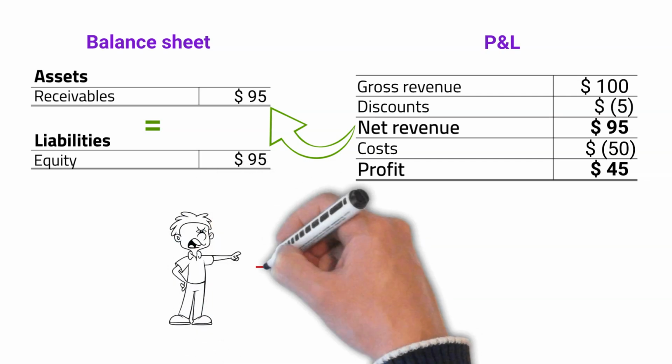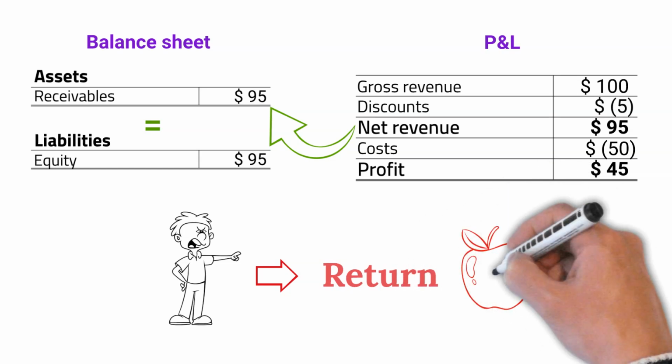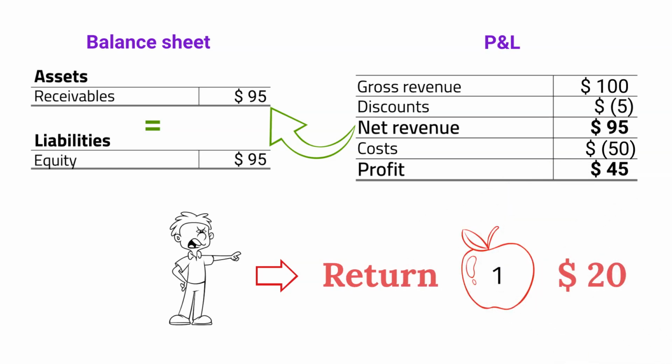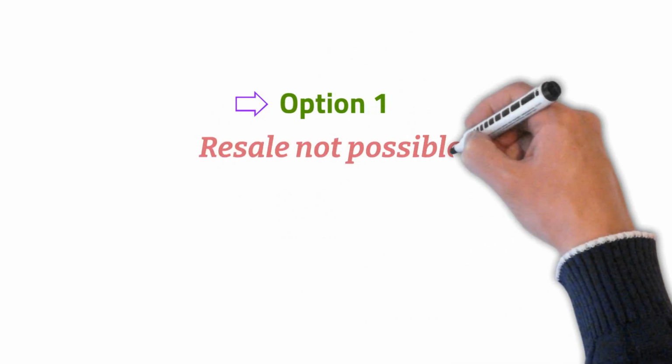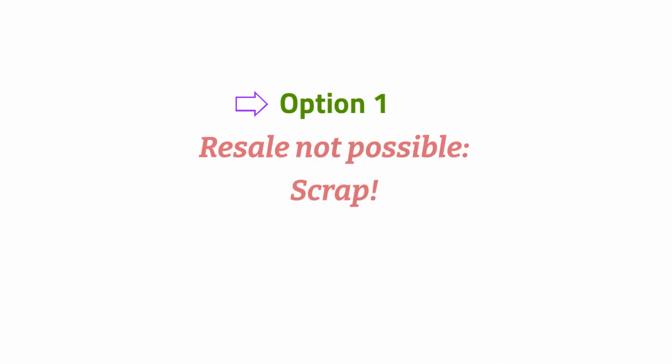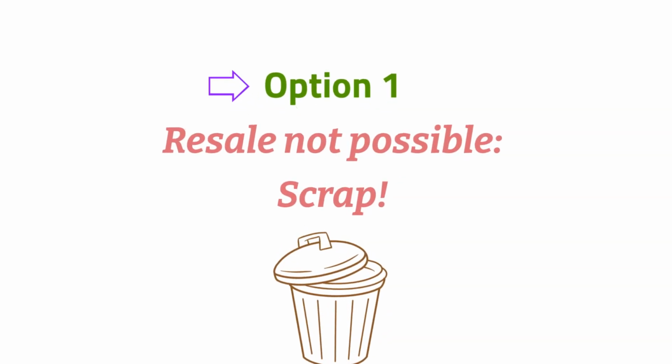Now, our customer wants to return one apple which we sold for $20 without a discount, and which originally cost us $10. How will that impact our income statement and the balance sheet? Here we have two options. Option number 1. The returned goods cannot be resold and we have to scrap them. They no longer represent any value to our business. Shame, of course, but there is nothing we can do about it.